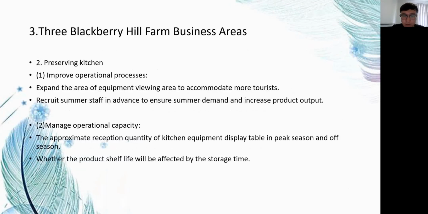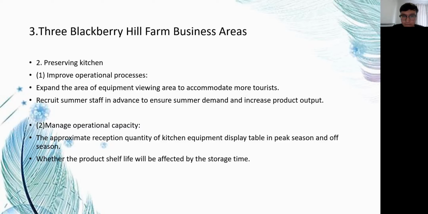The second, I want to talk about the preserving kitchen. To improve the operational process: expand the equipped viewing area to accommodate more tourists, and recruit summer staff in advance to ensure summer demand and increase product output. In managing operational capacity: the approximate reception quantity of the kitchen equipment display table in peak season and off season.